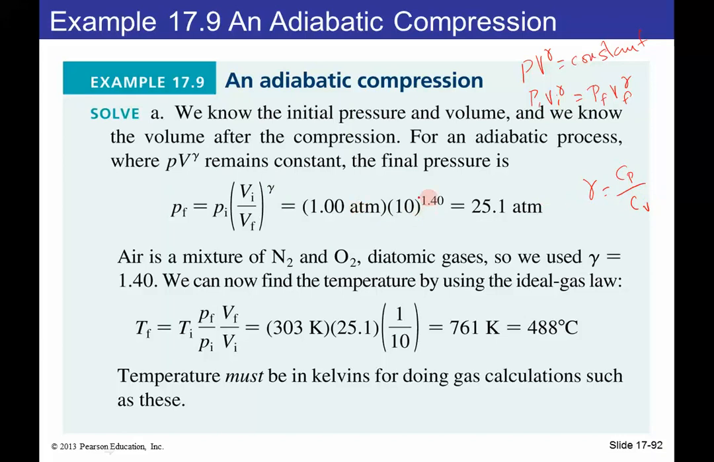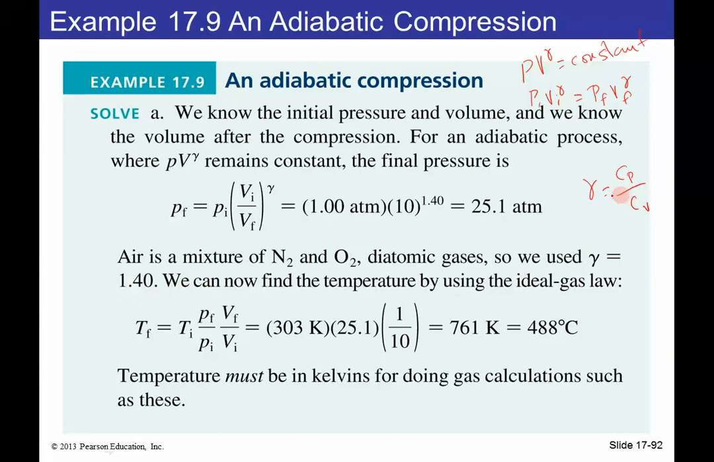And so these ratios are given to you, and I'll give this to you if you need it for the exam. So the ratio of VI to VF is 10, right? That's the ratio. This is the initial pressure. This is gamma. So the pressure goes to 25 atm during this compression. So air is a mixture of N2 and O2. These are diatomic gases, so we use gamma equal to 1.4, which is the gamma for diatomic gases.